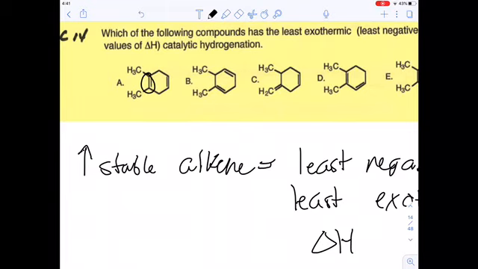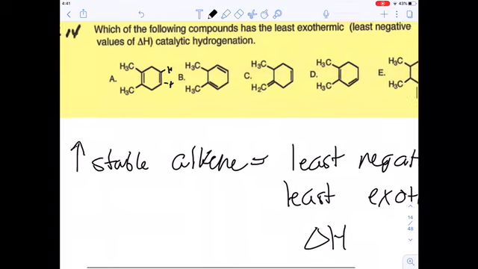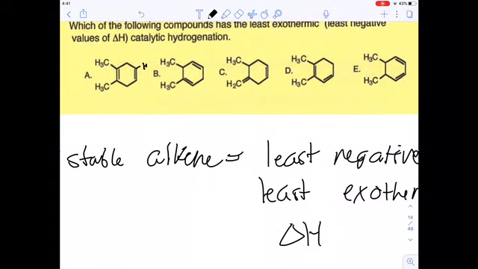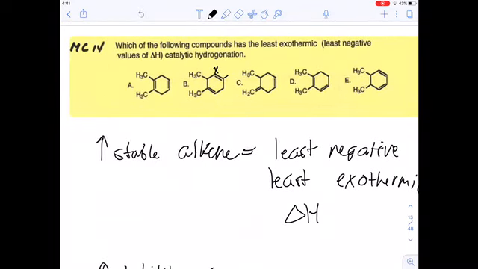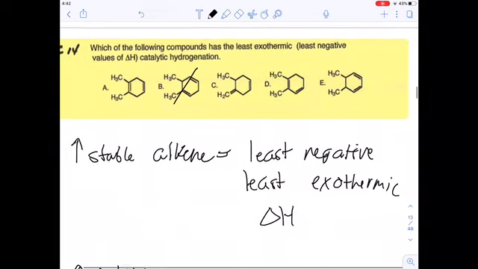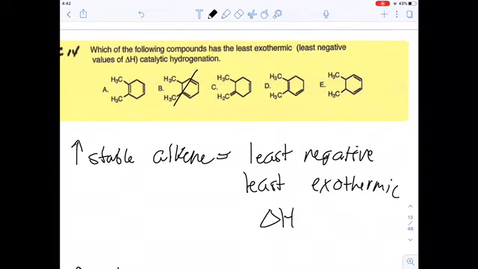A has an alkene that is fully substituted here and then half substituted here. So that's okay. B has an alkene that is half substituted and then one that is 3/4 substituted. So it has 3 carbons on it, but 1 H. So that's not going to be our least negative because already A is going to be less negative than B because this alkene is more highly substituted than this alkene. Okay, so it's not going to be B.